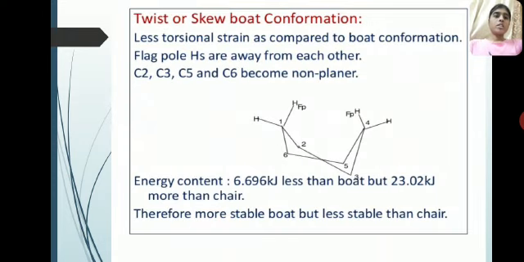Next is the twisted boat conformation. It has less torsional strain compared to the boat conformation. Flagpole hydrogens are far from each other. Carbon 2, carbon 3, carbon 5 and carbon 6 become non-planar. Energy content: 6.696 kJ less than the boat but 23.02 kJ more than the chair. Therefore it is more stable than the boat but less stable than the chair.